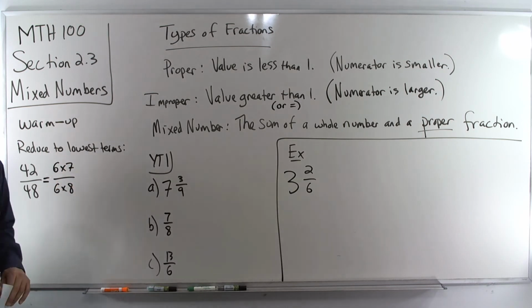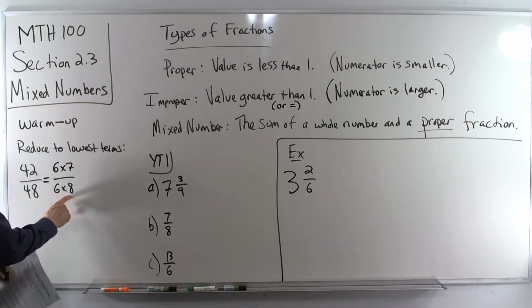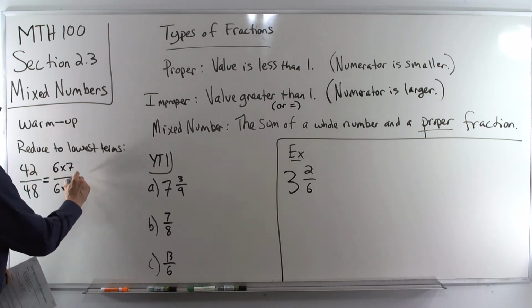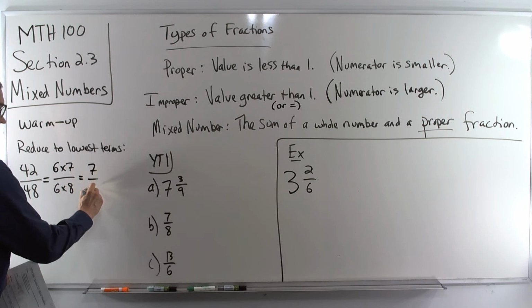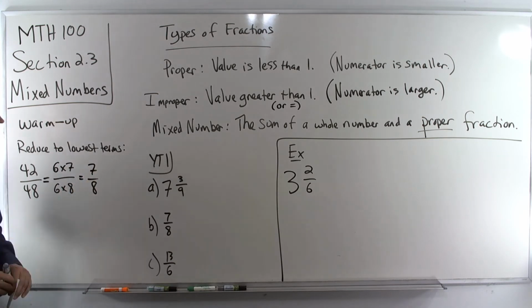42 can be broken up into 6 times 7, 48 into 6 times 8. The 6's cancel, and the reduced form is 7/8.